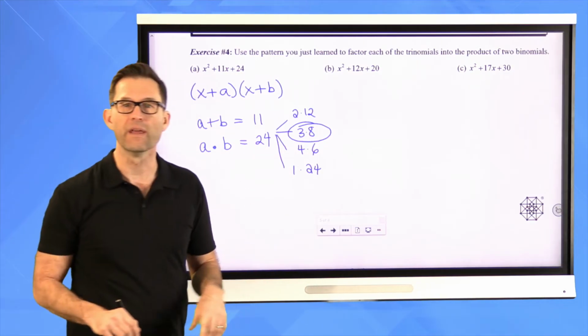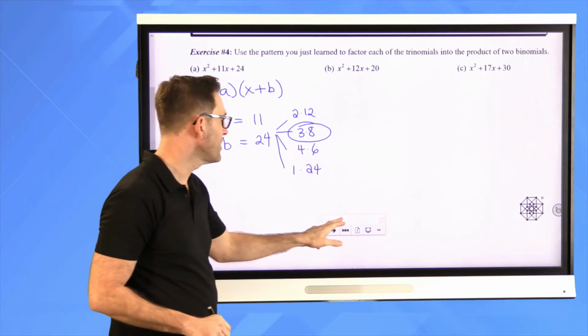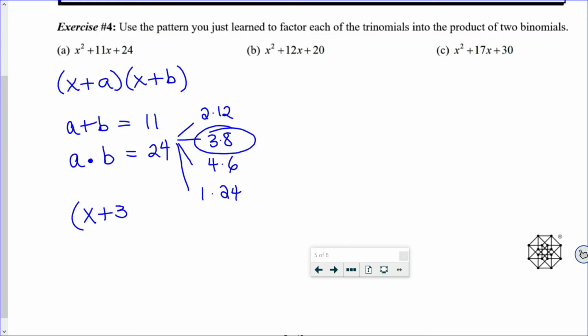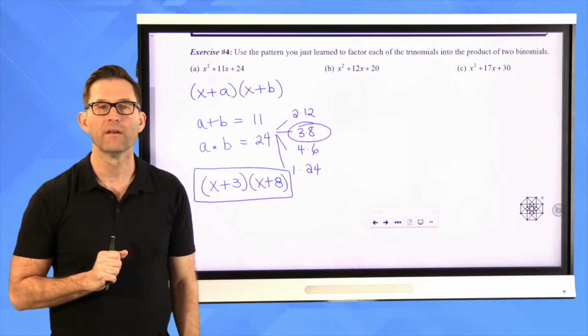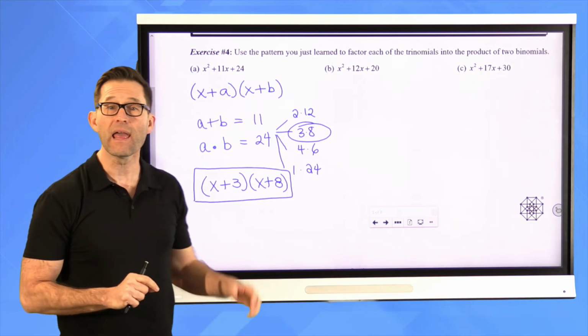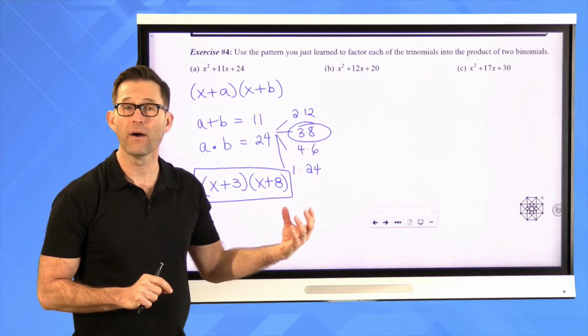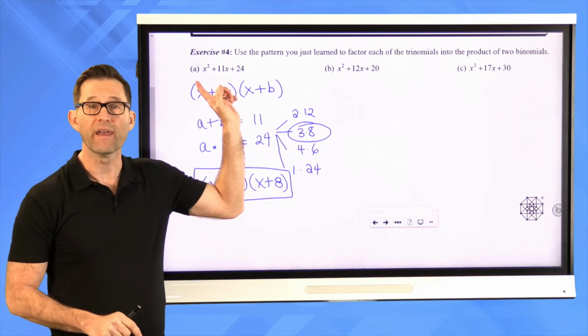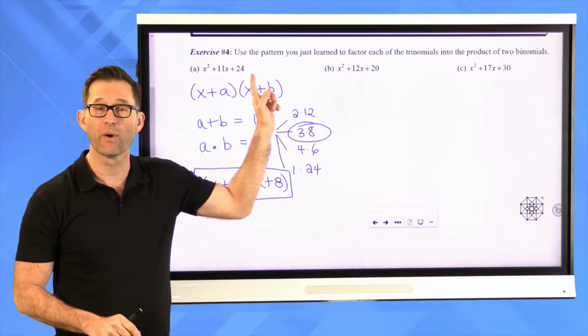Well, that's 3 and 8. And so what that tells me is that this trinomial factors into (x + 3)(x + 8), right? x plus 3 times x plus 8. And again, if you multiplied them all back out using FOIL or double distribution or area or whatever, you would get x squared plus 11x plus 24.